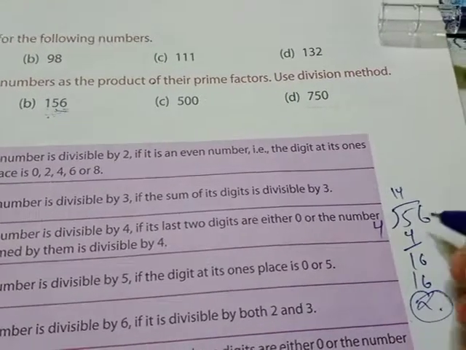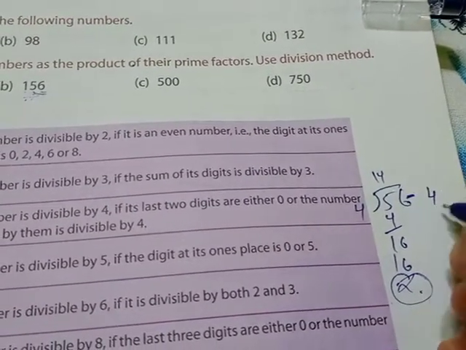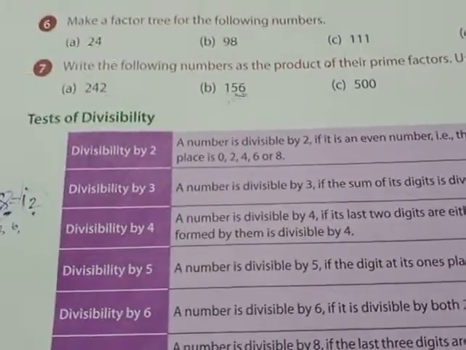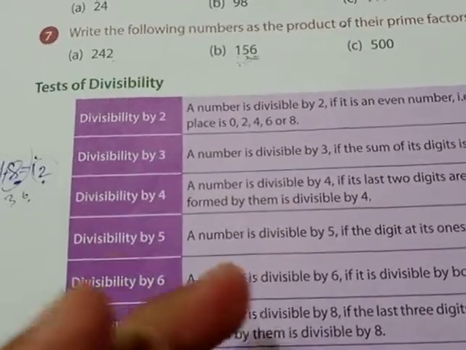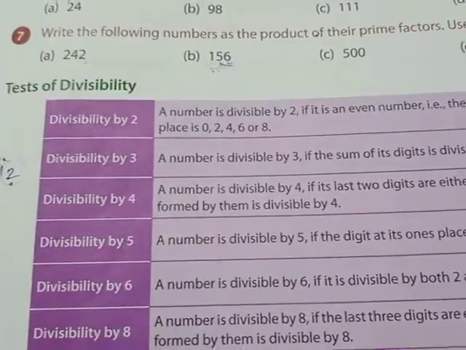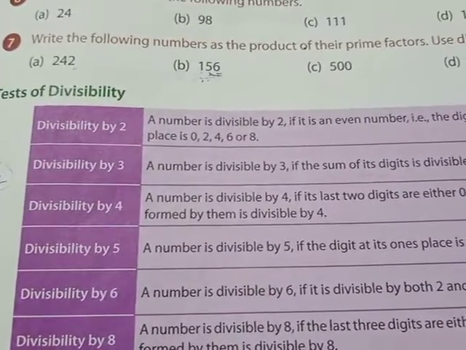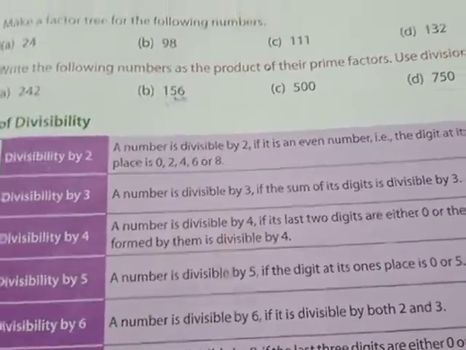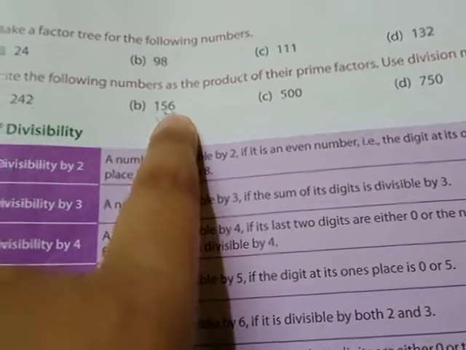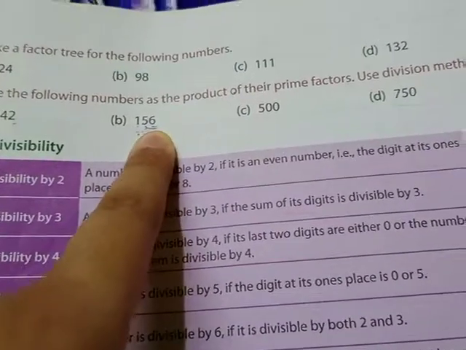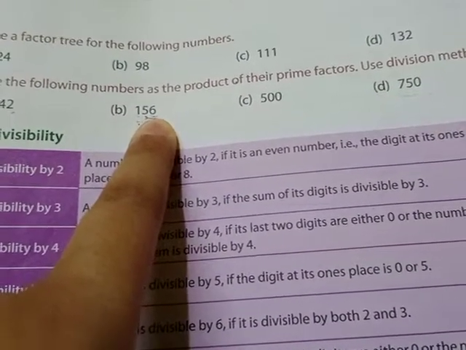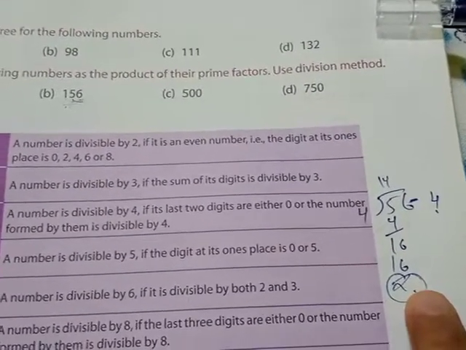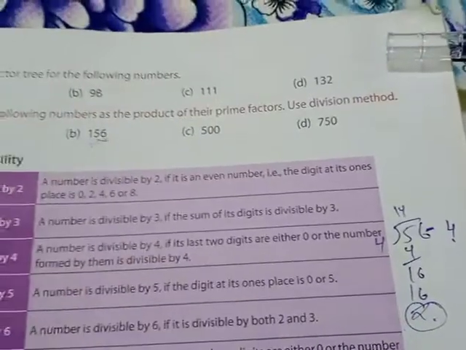That means 56 has 4 as its factor. You got what I said for 4? The rule for 4 is: in the given number, if its last 2 digits are 0, or the last 2 digits, when we divide by 4, give no remainder, then only 4 will be its factor.